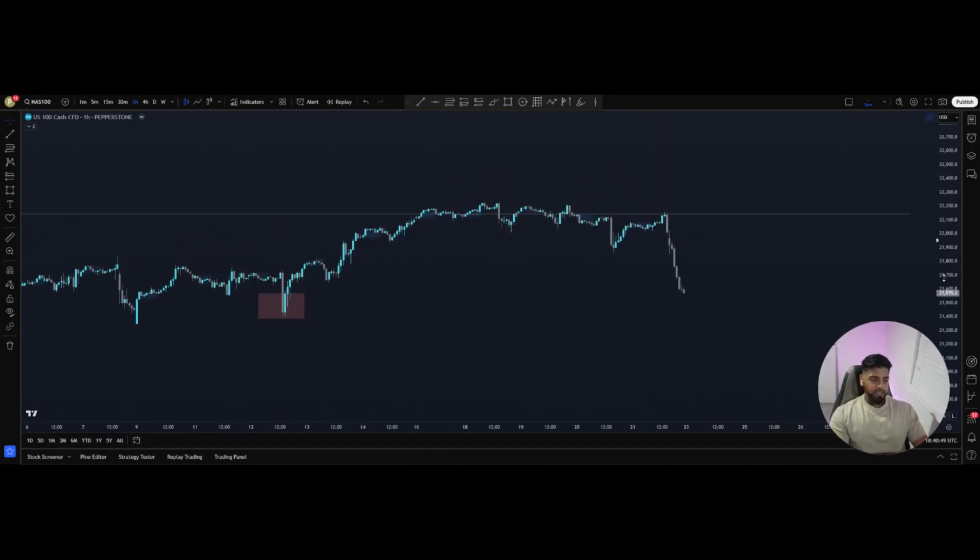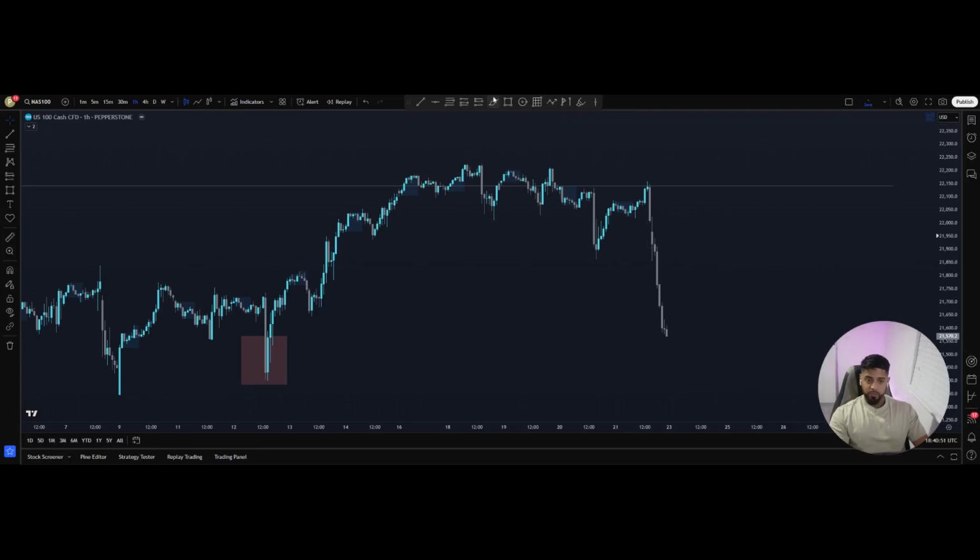Now on the hourly, if we take a look at substructure again, we can see that the hourly has flipped bearish. Higher high, higher low, higher high, market structure shift, lower low, lower high, lower low, lower high, lower low, lower high, lower low. So now the hourly has flipped bearish and it's given a substructure to the downside. So now this is our last point of demand.